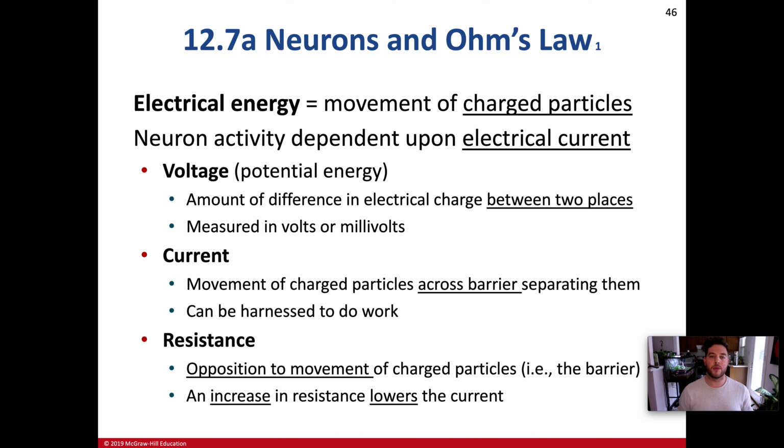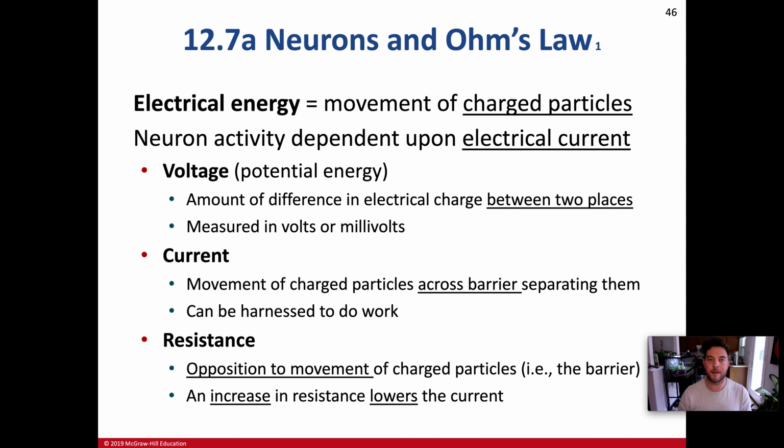Okay, so neurons and Ohm's Law, getting into a little bit of electrical physics here. Electrical energy, this goes back to our first couple of chapters. Electrical energy is the movement of charged particles. Neuron activity is dependent upon electrical current. When we think about electricity, especially in a battery, those charged particles are electrons. And the current is how electrons flow through the battery.